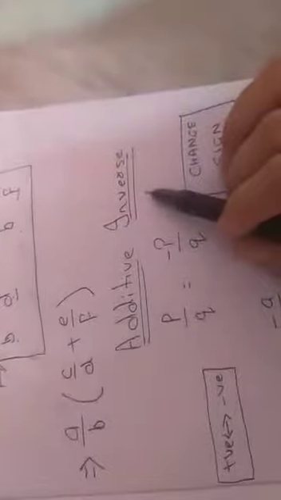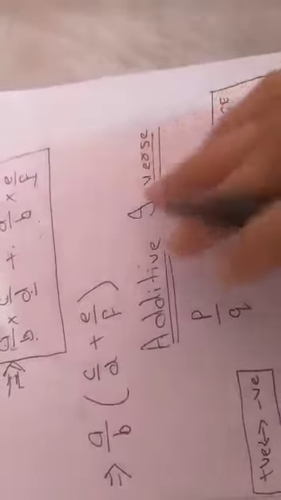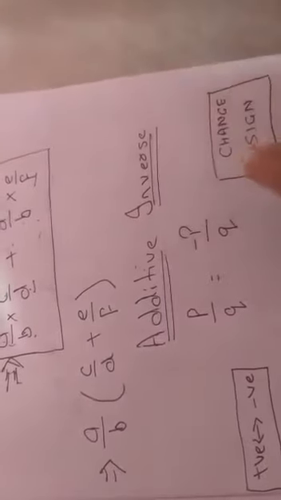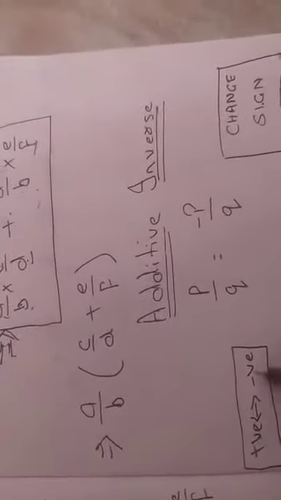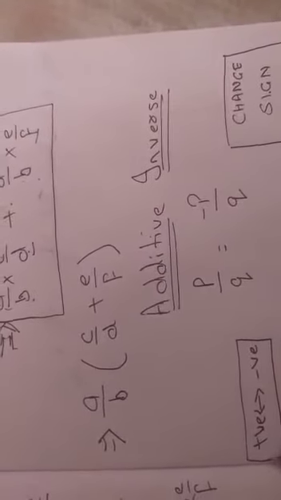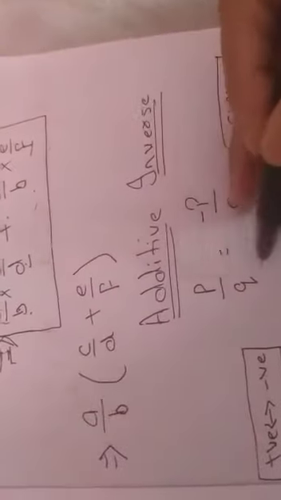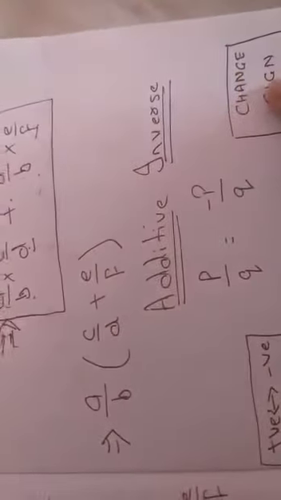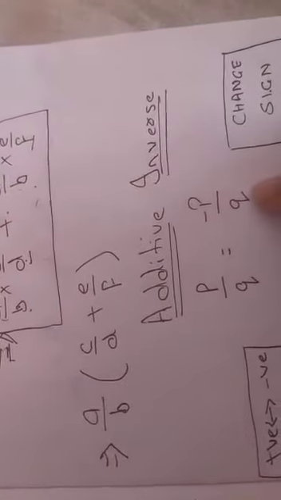Now next property is additive inverse. In additive inverse, the inverse of addition, like we have done, is subtraction. So that is what you have to do. You have to just change the sign. Means you will convert a positive into negative, or if a negative is given to you, you have to convert that into positive. Now suppose a rational number p by q is given to you, you have to just change the sign. Here it is positive, so this will be converted into minus p by q.